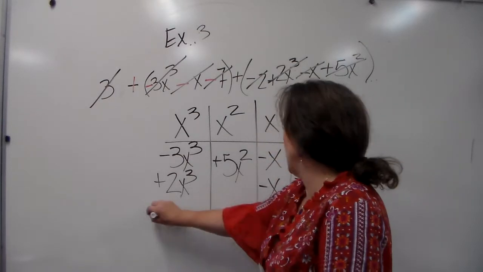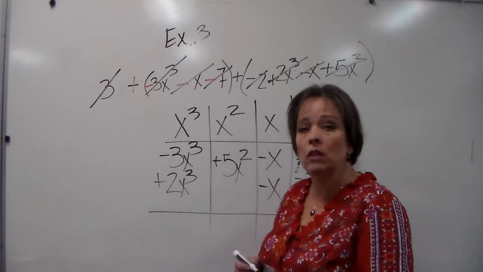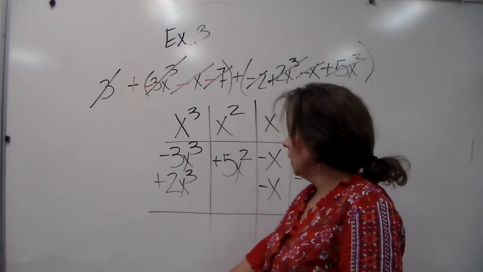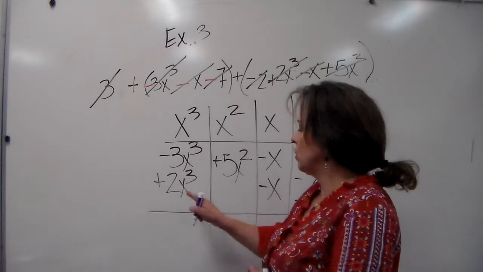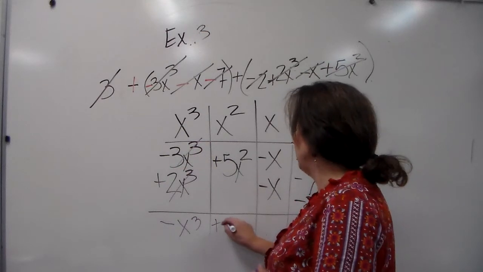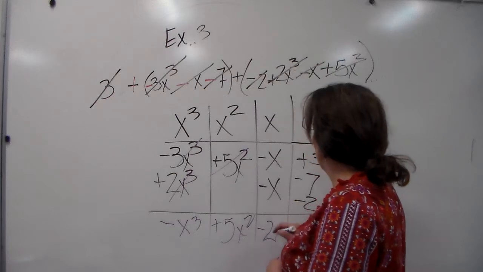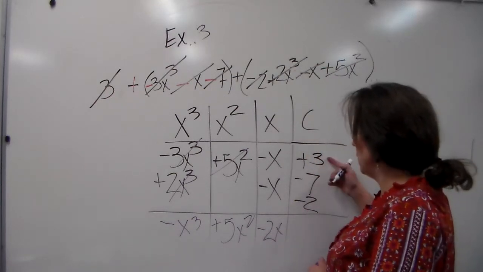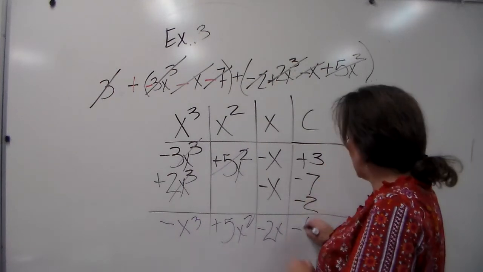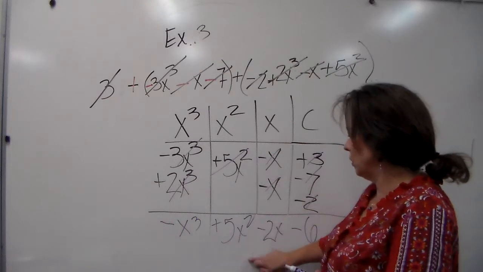So now we're going to combine these like terms. We've sorted all of our terms into like terms. Same variable, same exponent, right? And when I combine like terms, I'll get a negative x cubed here, plus 5x squared, minus 2x, and then when we combine the positive 3 with our negative 7 and our negative 2, we're going to get a negative 6. Right? And that right there is our answer.